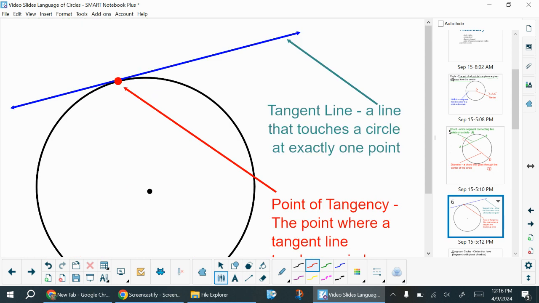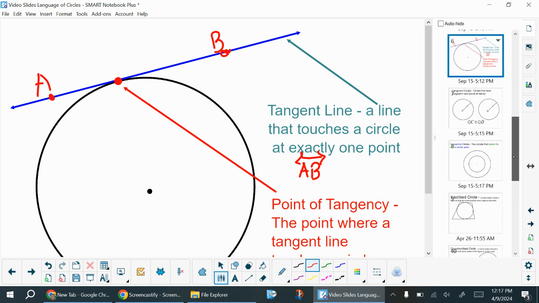Next up, we've got a tangent line. So a tangent line is a line that touches the circle in exactly 1 point, and we call that point the point of tangency. A tangent line is a line. So if it has 2 points on it, we would name it with 2 points, AB, and since it's a line, we put the arrows on the end of it. We name it just like any other line.